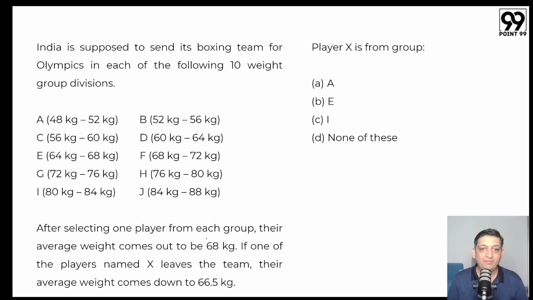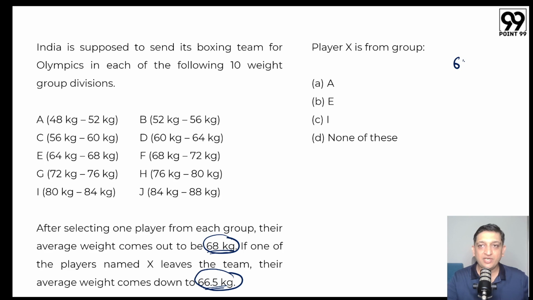After selecting one player from each group, their average weight comes out to be 68 kg. So if you select one player from each group, your average becomes 68 kg. If one of the players named X leaves the team, their average weight comes down to 66.5 kg. So the average weight of 10 people is 68, the average weight of the remaining 9 people is 66.5. We have to figure out what was the age or the weight of the 10th individual.